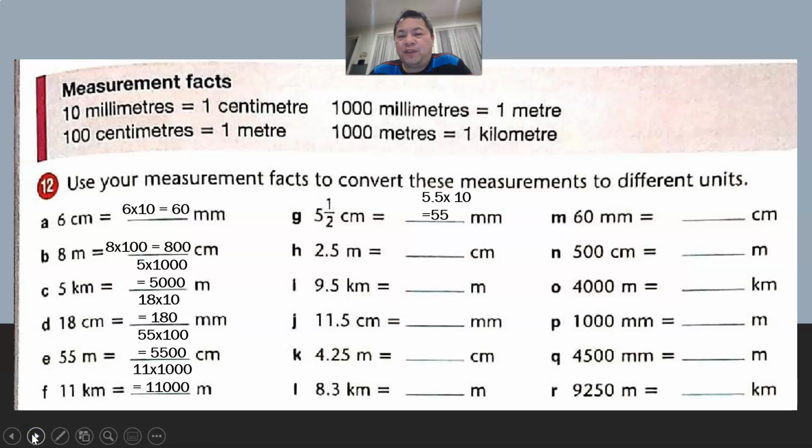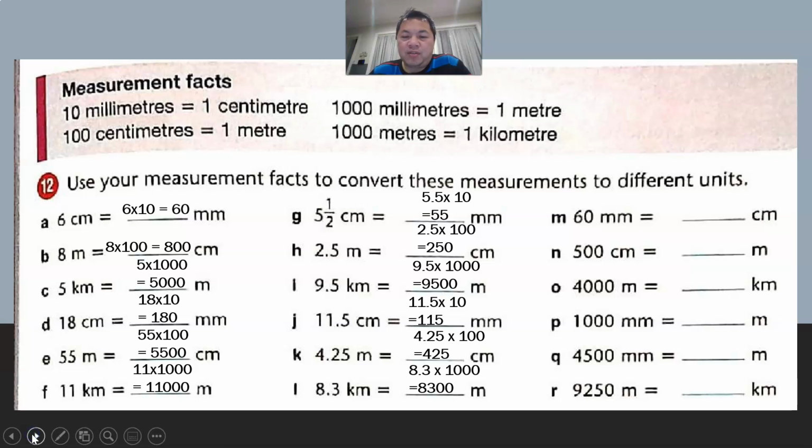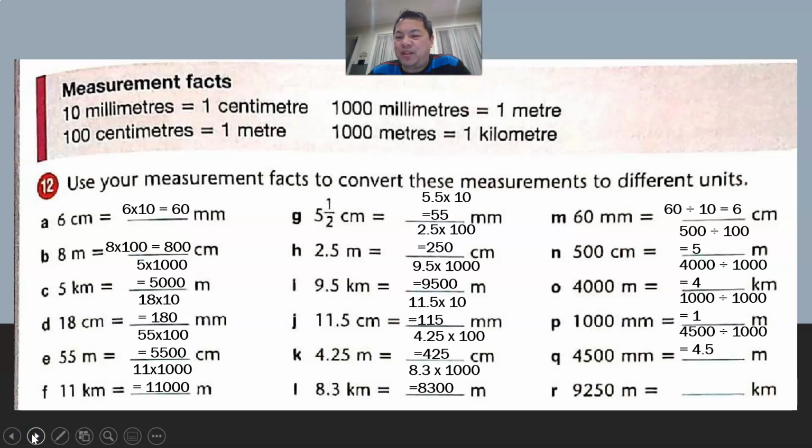5.5 cm is 55 mm, 2.5 meters is actually 250 cm, 9.5 km is 9,500 meters, 11.5 cm is 115 mm, 4.25 meters is actually 425 cm, 8.3 kilometers is 8,300 meters, 60 mm is actually 6 cm, 500 cm is actually 5 meters, 4,000 meters is actually 4 km, 1,000 mm is 1 meter, 4,500 mm is 4.5 meters, 9,250 meters is 9.25 kilometers.